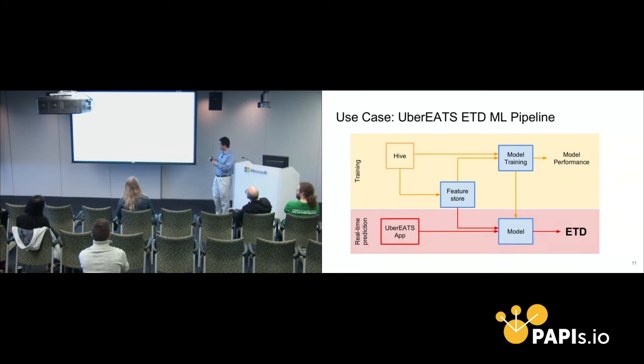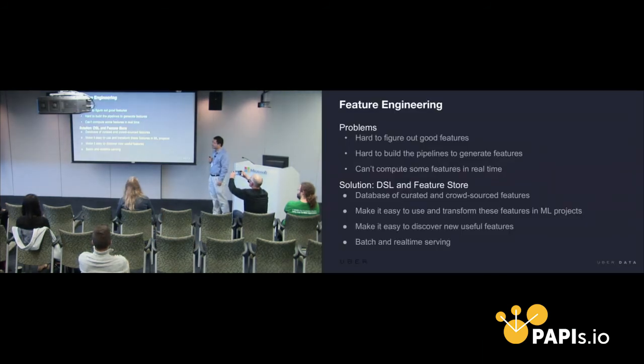And then you can deploy the model in real-time prediction. The Uber Eats app is going to talk to the model, right? The model is deployed in Docker as a service. I'm going to get into that in more detail, and then you get your prediction.